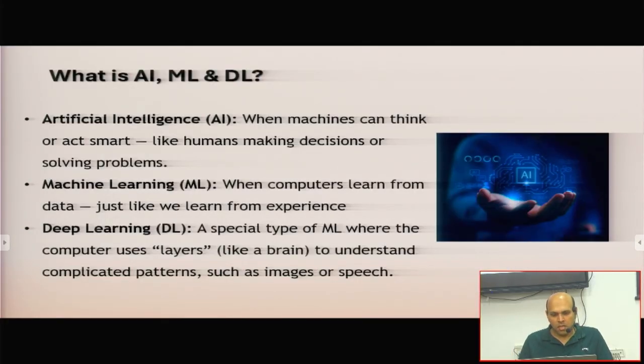So what is AI, ML, and DL? These are very commonly used terms. At least nowadays, you will hear a lot about AI, ML and DL. AI is nothing but when machines can think or act smart, like humans making decisions or solving problems. Like we solve problems in that way, the machines can solve problems. That is artificial intelligence, because it is the intelligence of these computer systems.